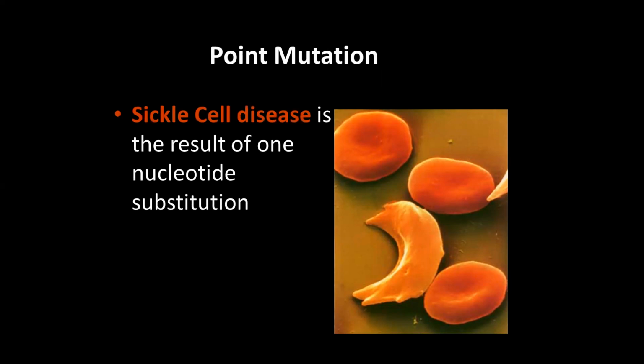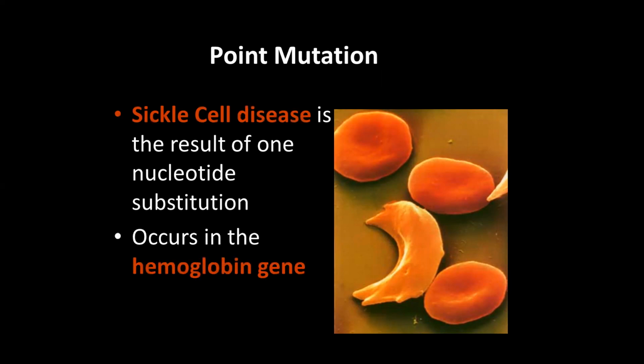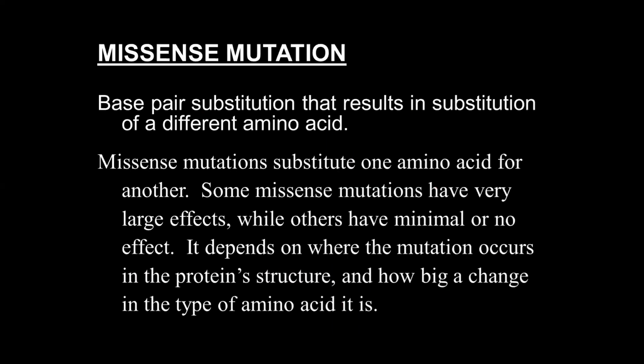Sickle cell anemia occurs as a result of nucleotide substitution. One nucleotide substitution. And of course, because it is sickle cell anemia, it occurs in the hemoglobin gene. So what is a missense mutation? It is a base pair substitution which results in substitution of one different amino acid in the protein chain. Missense mutation substitutes one amino acid for another.